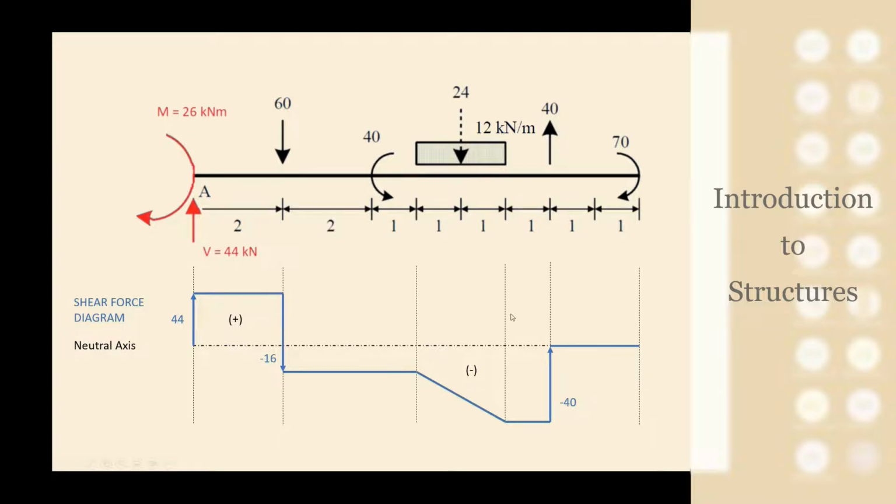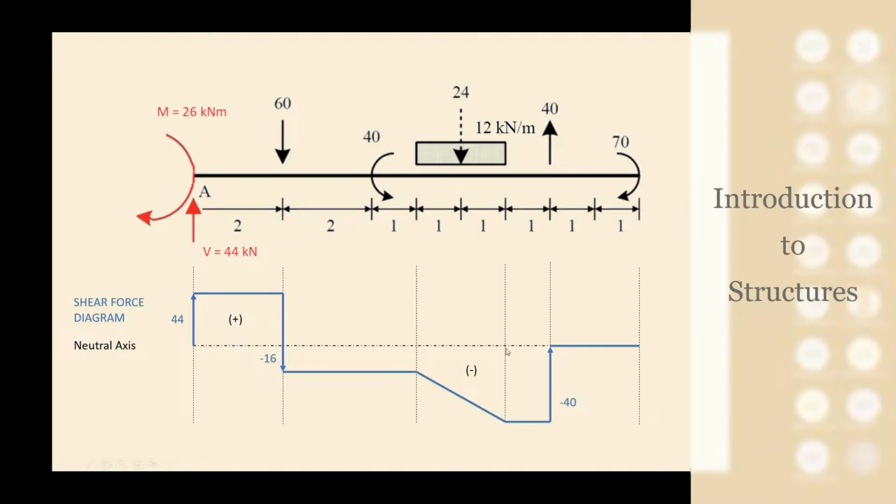In terms of the 24, the force coming down from the UDL, you didn't use that because you only did 44 minus 60, then you did the inclined line, then you just went to 40 to close off. So that 24, should we ignore that? I mean, you didn't use it.